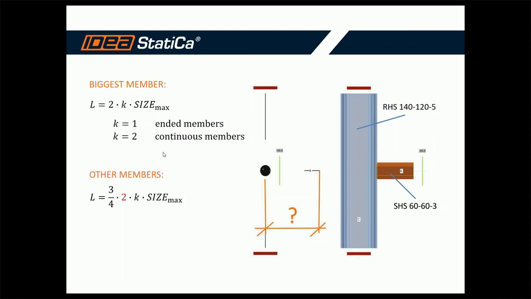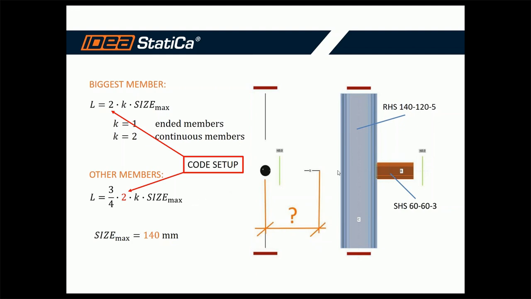For other members, it's 3/4 of, again, some coefficient 2, then the number k, and again the same maximum size. This number 2 can be changed in the code setup. By default, we calculate with twice, for example, the height of the biggest member, but you can also change it in the code setup. And now let's show some examples.